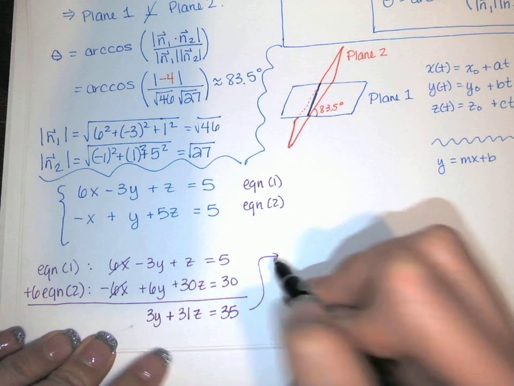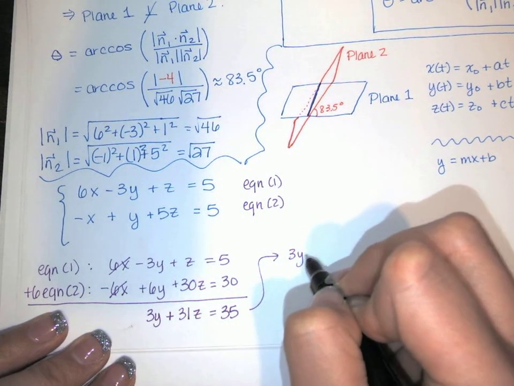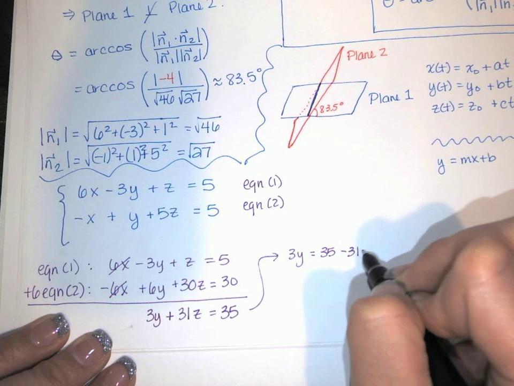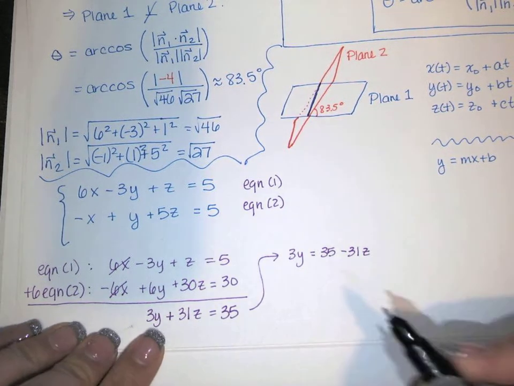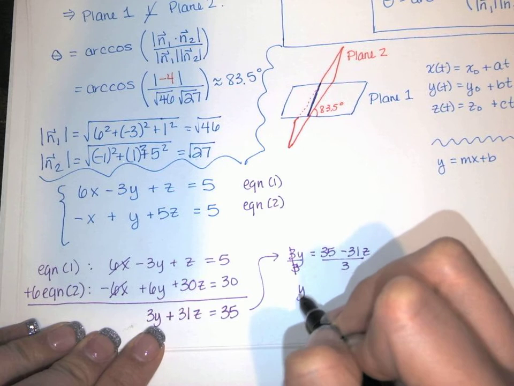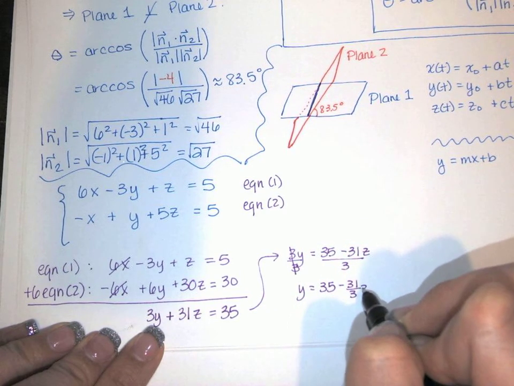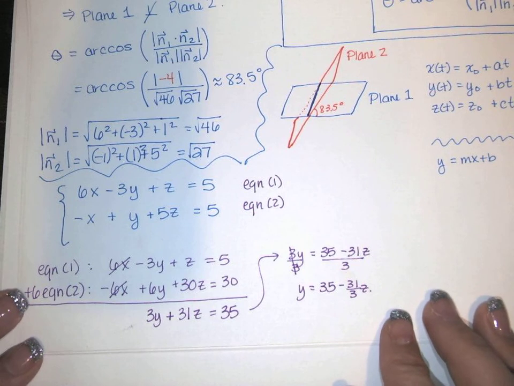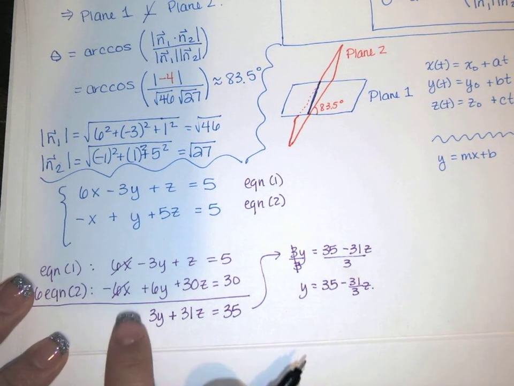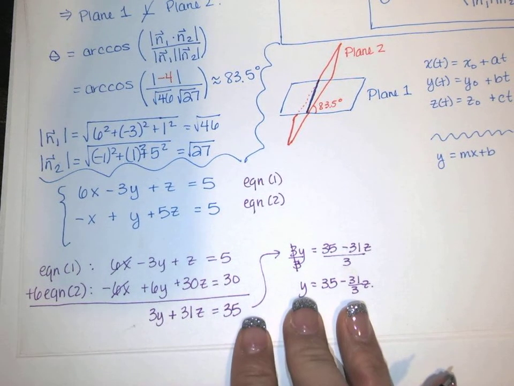That's okay. We're going to solve for y in terms of z. So we have 3y equals 35, subtracting 31z from both sides, and then let's divide both sides by 3. Oh my goodness, that's ugly. So I've got y in terms of z. And that was because I got rid of the x's. Now rather than getting rid of the x's, this time let's get rid of the y's.